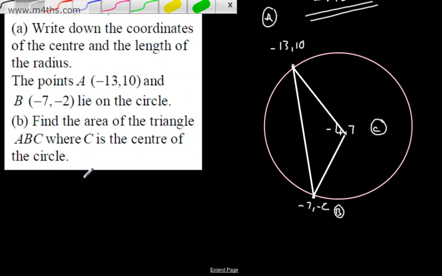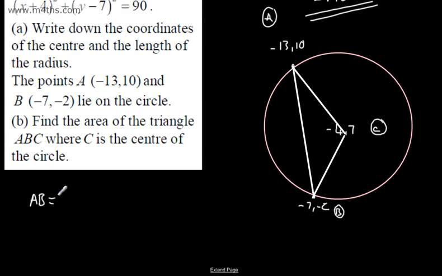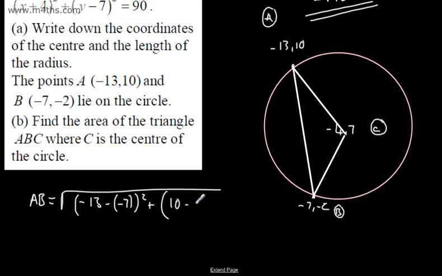So if we look at the chord AB, then we can say now that that length is going to be the square root of negative 13 subtract negative 7, which we need to square, plus we're going to have 10 subtract negative 2, which we need to square. So that's going to be now 36, plus 64, and that will work out quite nice.